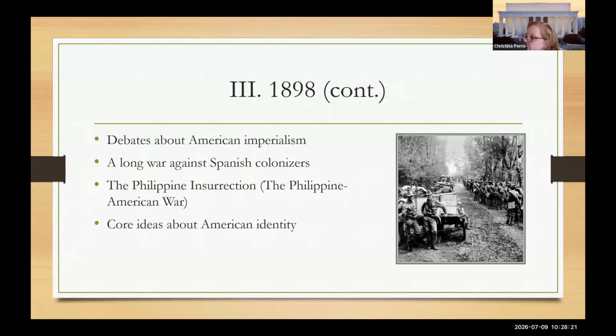The Philippine Insurrection, or Philippine American War, was a brutal conflict of occupation and insurgency. Contemporaries compared the guerrilla style warfare in challenging and unfamiliar terrain to the American experiences in the so called Indian Wars of the late 19th century. Many commented on its brutality and the uncertain mission of American troops.